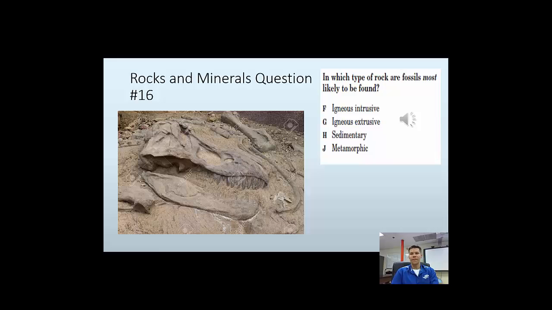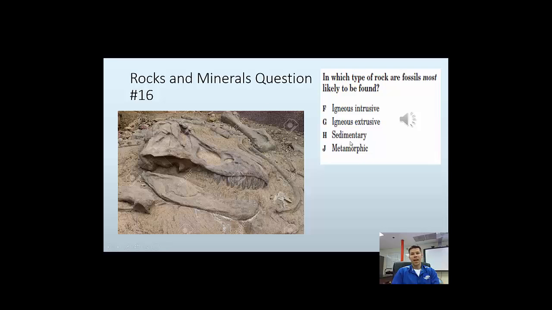In which type of rock are fossils most likely to be found? This is an easy one. You will only find fossils in one of the major types of rocks. An igneous intrusive rock, that's magma cooling under the ground very slowly. You're not going to find fossils in underground magma chambers. An igneous extrusive rock, that's lava. You're also very unlikely to find fossils in lava. The temperatures are just too high. So when lava cools, it's just going to be a rock.